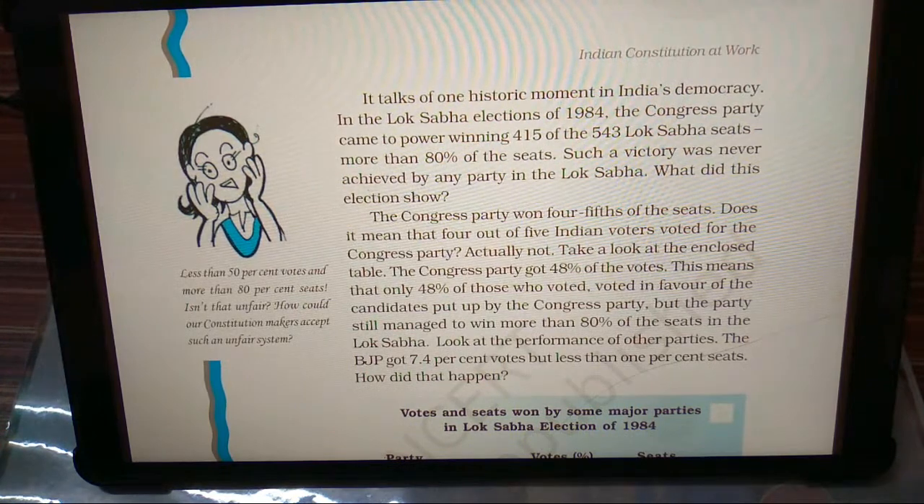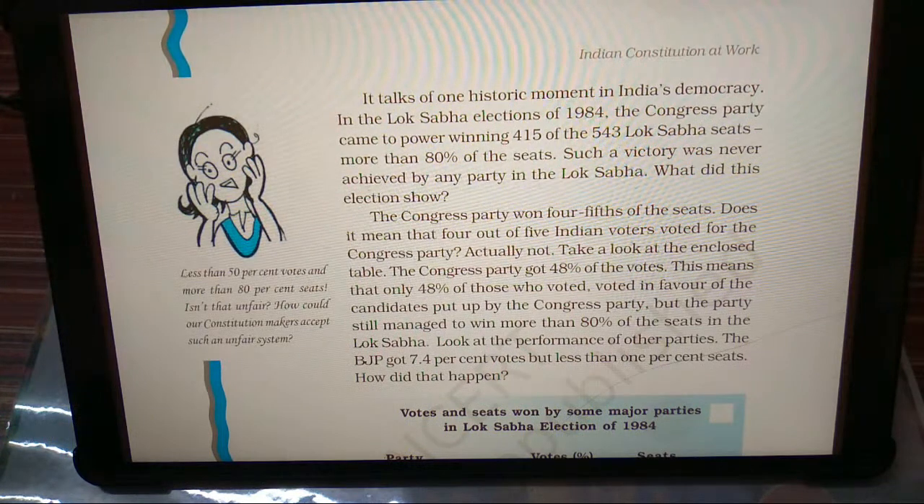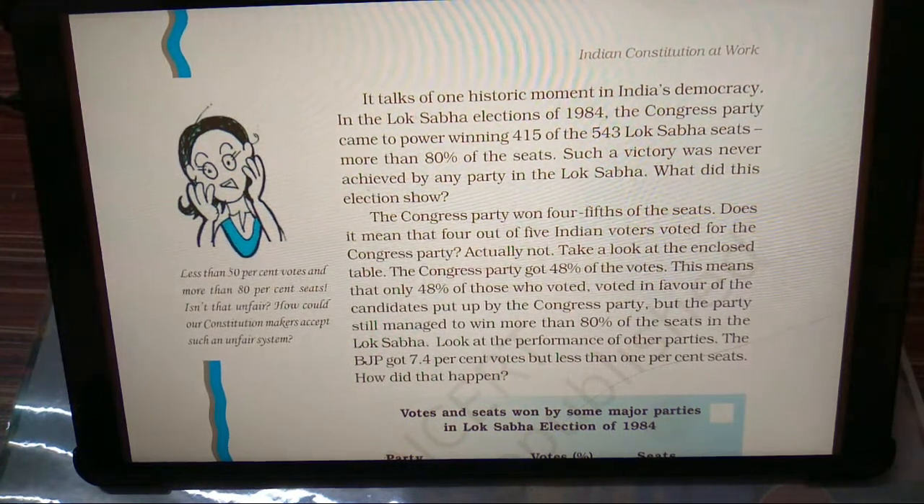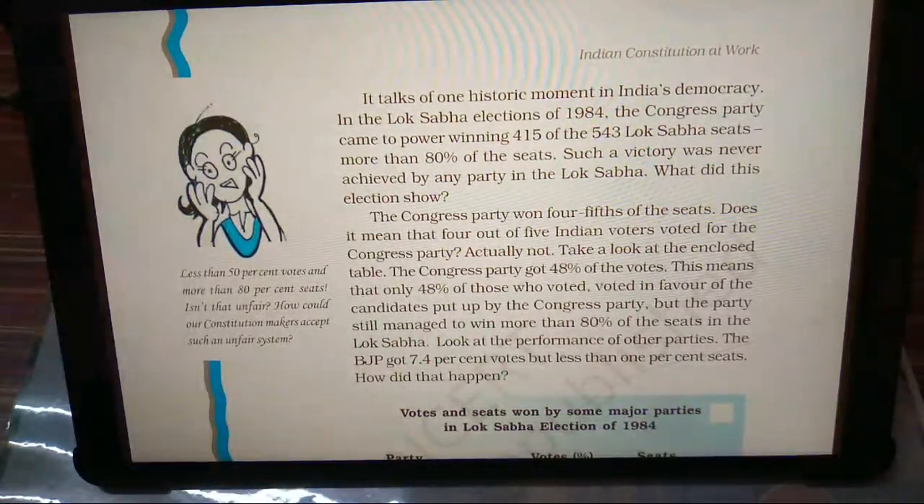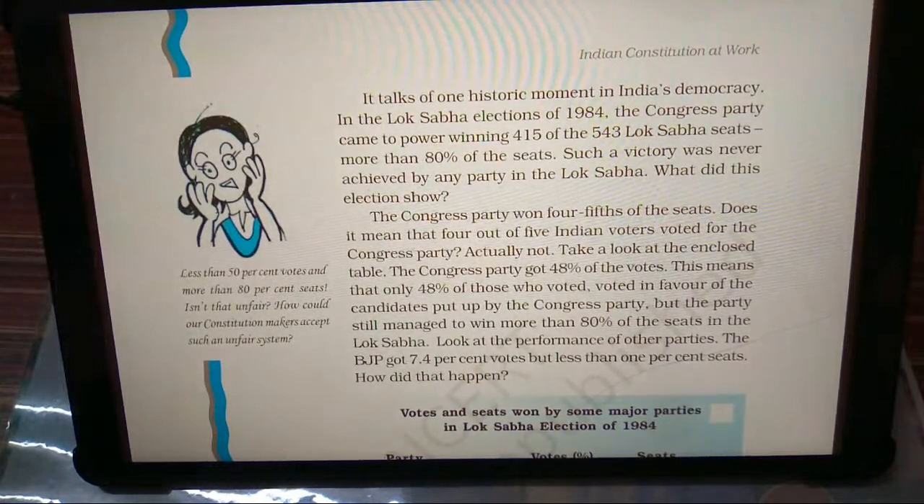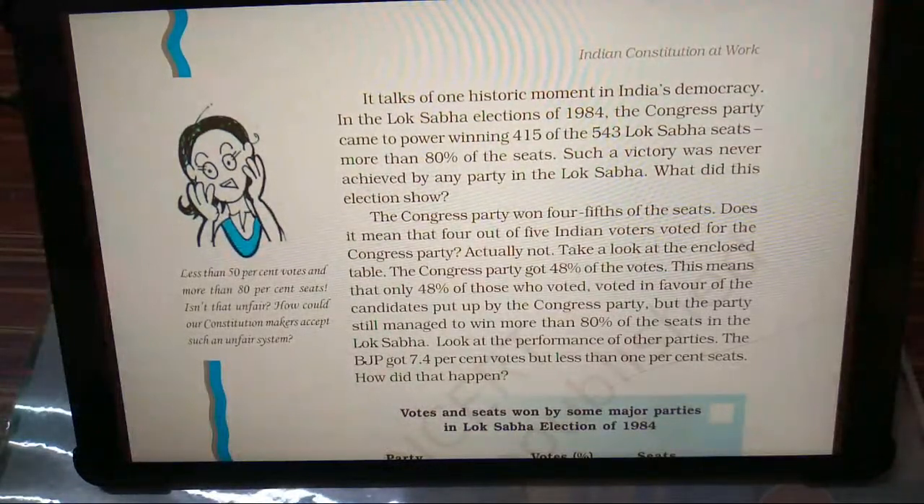The Congress party won four-fifths of the seats. Does it mean that 4 out of 5 Indian voters voted for the Congress party? Actually, no. Take a look at the enclosed table. The Congress party got 48% of the votes. This means that only 48% of those who voted voted in favor of the candidates put up by the Congress party, but the party still managed to win more than 80% of the seats in the Lok Sabha.